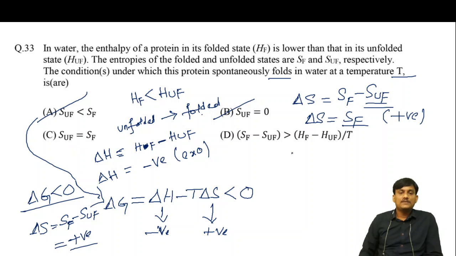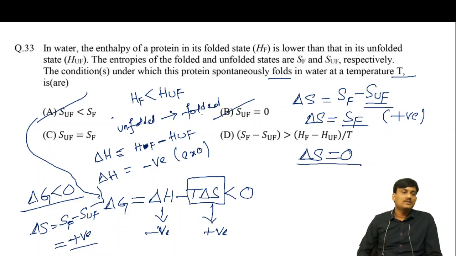SUF is equal to SF. Then what is delta S? In this case, delta S is equal to 0. So this term will be 0. Delta G obviously negative since delta H is negative. So in this case also the process is spontaneous.